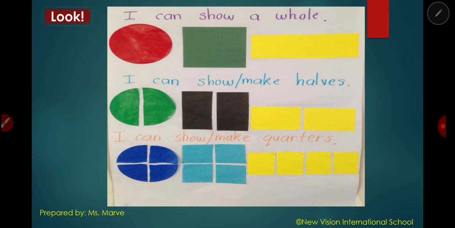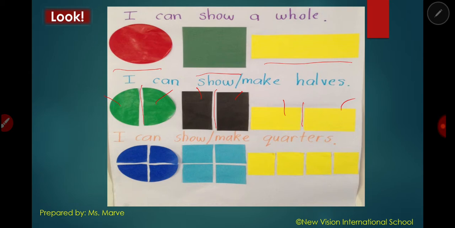Okay, these are examples of a whole. Give me an example of a whole. A circle. Very good. A square. Very good. A rectangle. Very good. Cut it into halves. What are you going to do? Draw a line. Up to down, up, down, up, down. You have 2 equal parts in each shape. Example, circle, you have 2 shares, 2 parts. The square, you have 2 equal parts. And the rectangle, you have 2 equal parts.